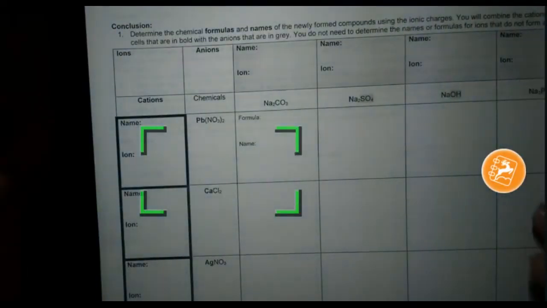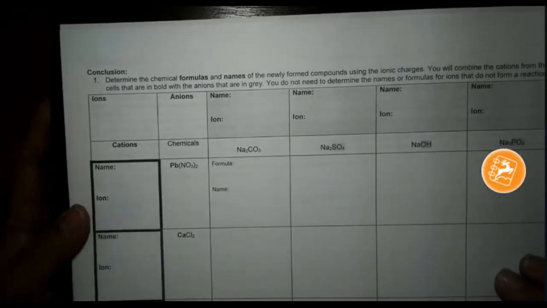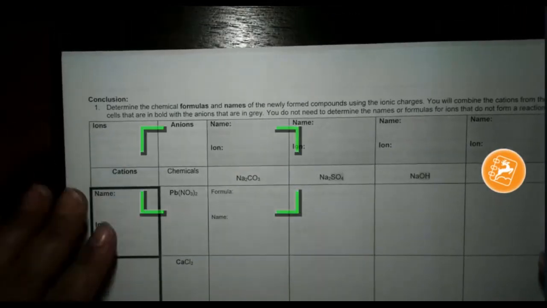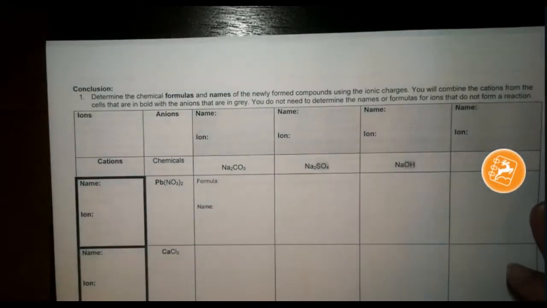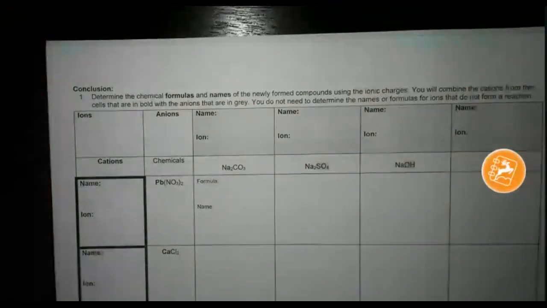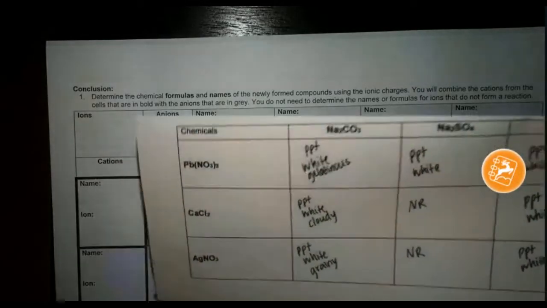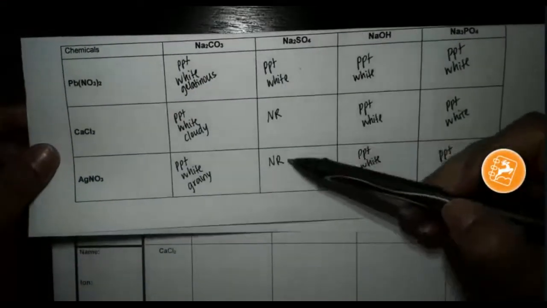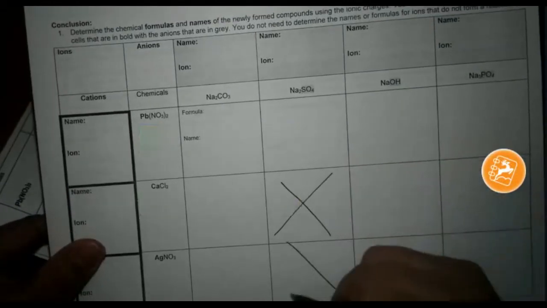All right, so now what we're going to do is complete the back page of the lab. We're going to determine the chemical formulas of the newly formed compounds using the ionic charges. You'll combine the cations from the cells in bold and the anions that are in gray. You do not need to record the names or formulas of the ions that did not form. For this part, we still need our data and our periodic tables. So we know that these two had no reaction, so I'm going to cross out these two cells because I don't have to figure those out.